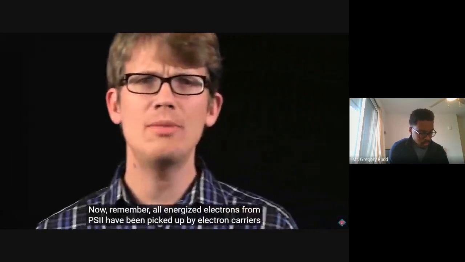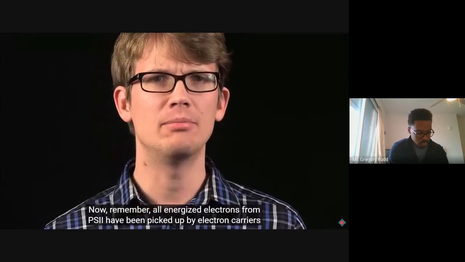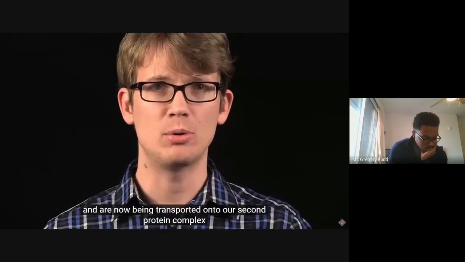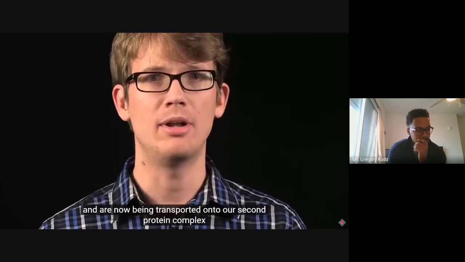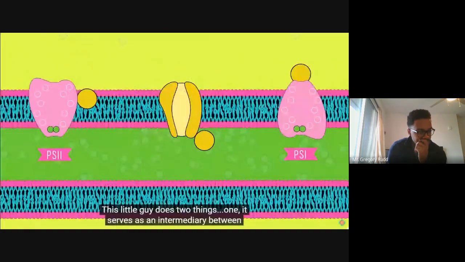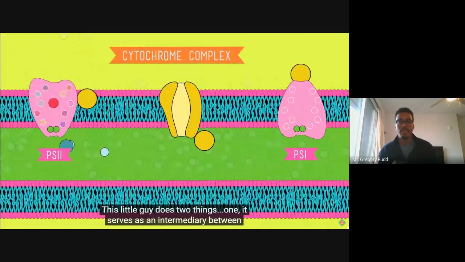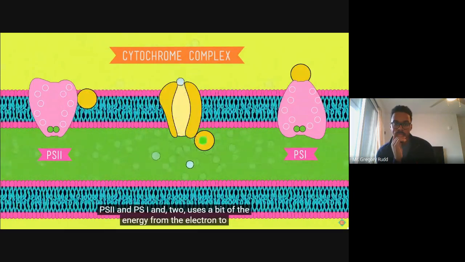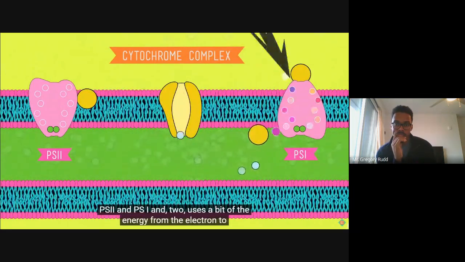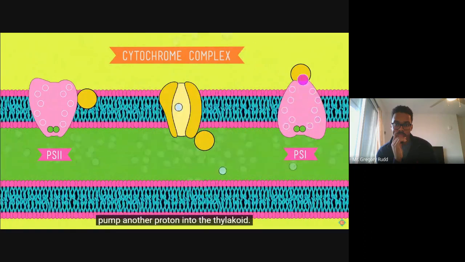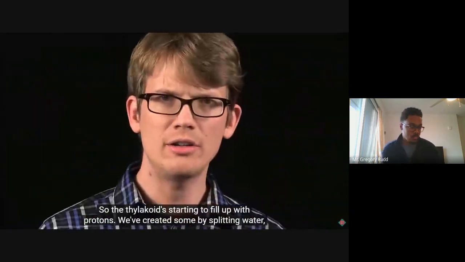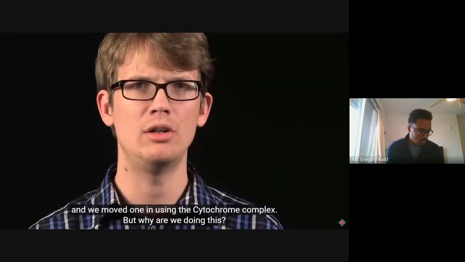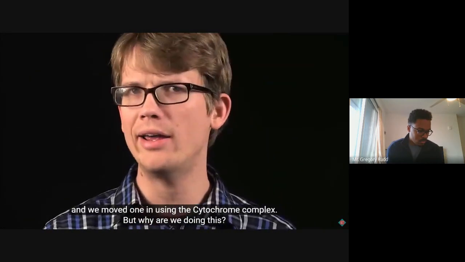Now remember, all energized electrons from PS2 have been picked up by electron carriers and now are being transported to the second protein complex, the Cytochrome Complex. This little guy does two things. One, it serves as an intermediary between PS2 and PS1, and two, it uses a little bit of that energy from the electron to pump another proton into the thylakoid. So the thylakoid's starting to fill up with protons. We've created some by splitting water, and we moved one in using the cytochrome complex, but why are we doing this?